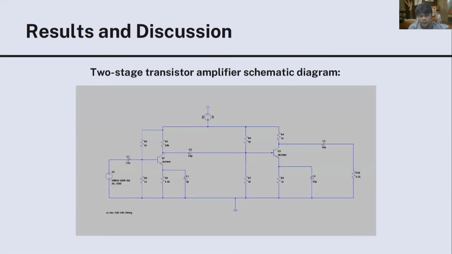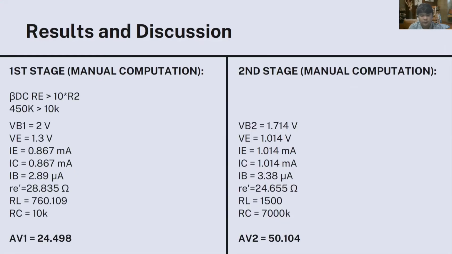Now, this two-stage amplifier has two BJT transistors, and both are NPN transistors with three terminals: base, collector, and emitter. For the first stage of the transistor amplifier, the Rn base value is greater than 10 times the emitter resistance, which is why we use the equation VB1 is equal to R2 over R2 plus R1 times VCC, which produces a value of 2 volts.